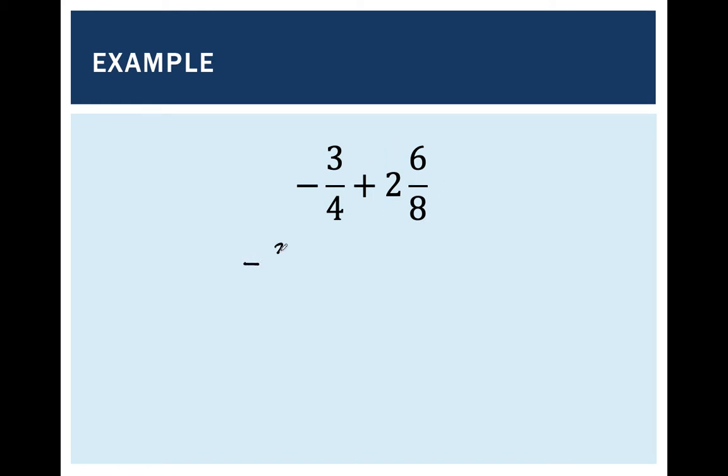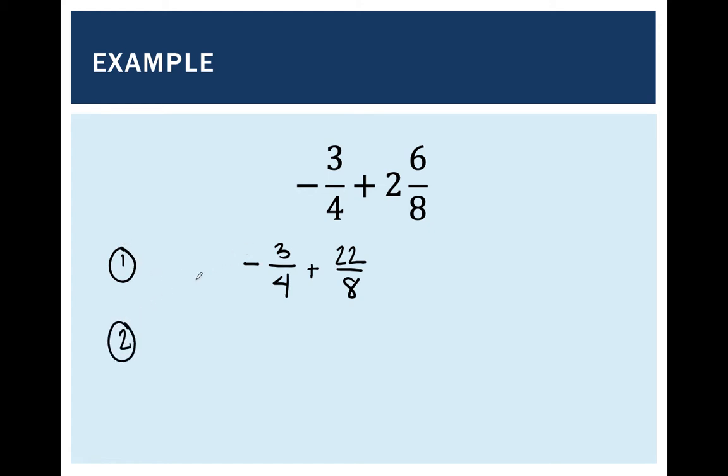So don't be scared off by the fraction or the negative signs. We're going to handle the fractions just like we did when they were all positive, and then we'll deal with the negatives at the very end. So 2 times 8 is 16, plus 6 is 22/8. So that's step 1, change mixed numbers to improper fractions.